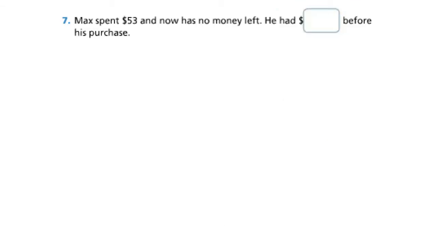Number 7, Max spent $53 and now he has no money. He had how much money before his purchase? If he spent $53 and now he doesn't have anything left, Max had $53 before his purchase.